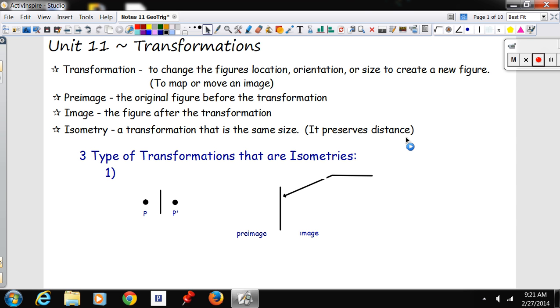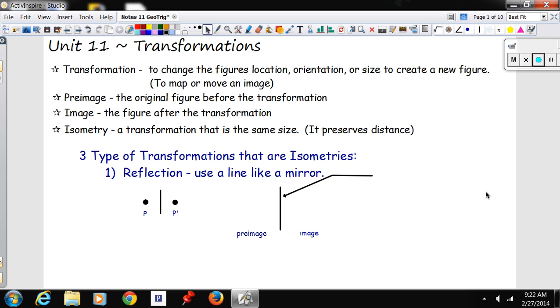We have three kinds of isometries. There's three kinds of transformations that don't change the size. There's a couple that do change the size. An enlargement makes it bigger and a reduction makes it smaller. Those are not isometries. We do have three of them that are isometries. The first one we call a reflection. A reflection stays the same size. When you look into a regular mirror, you see yourself the same size. Now, if you look in a mirror that enlarges things, of course, you're going to be bigger or smaller. But if you look at the regular mirror, then you're the same size. That's an isometry. It's called a reflection.